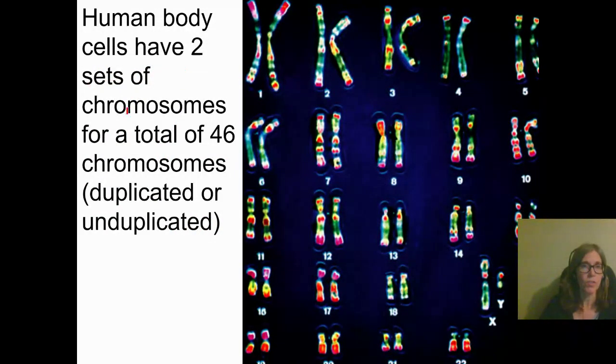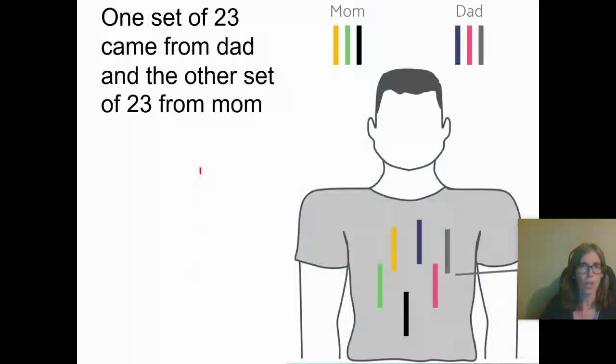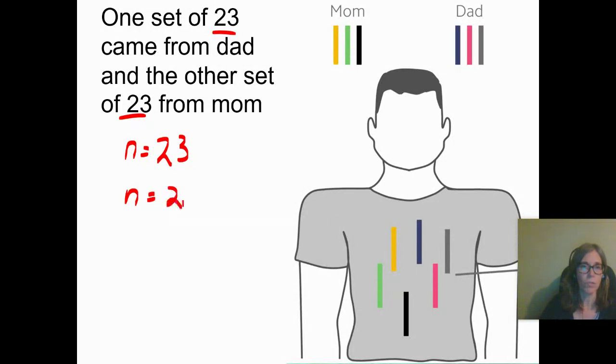Human body cells have two sets of chromosomes for a total of 46 chromosomes, whether they're duplicated or not. So you can count through these, and you'll count 23 pairs or 46 chromosomes. So you can say your diploid or 2n number is 46. You get one set of 23 chromosomes from your dad and the other set of 23 chromosomes from your mom. So an egg would have 23 chromosomes, and a sperm would have 23 chromosomes, but you are diploid. You would have 46 chromosomes.